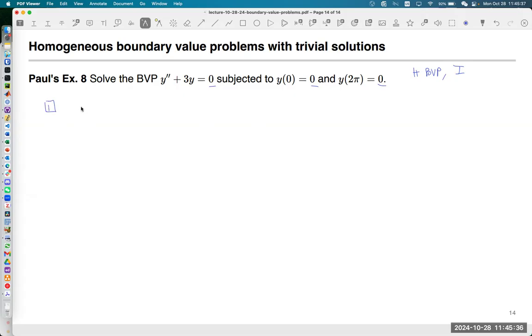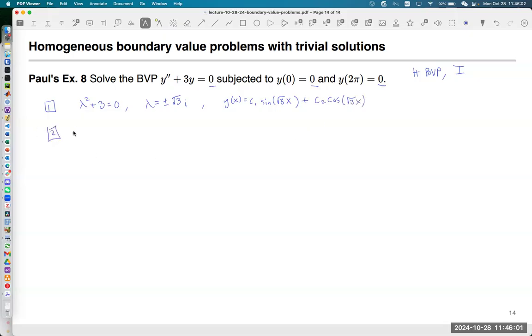To find the general solution, this is lambda squared plus 3 is equal to 0. Lambda is equal to plus or minus square root of 3 i. So the general solution is C1 sine of square root of 3x, plus C2 cosine square root of 3x.